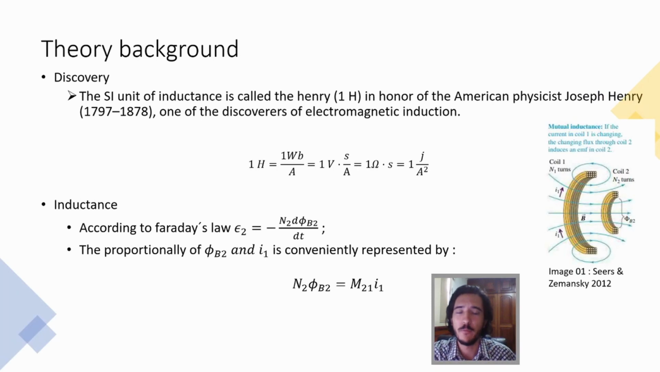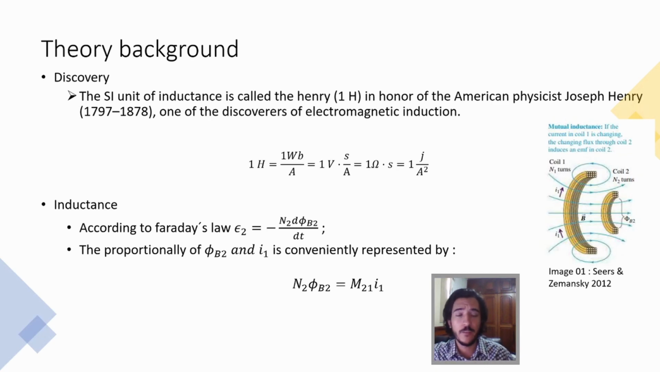Okay, so before getting into the theory itself, let's talk a little bit about the discovery of mutual inductance, which was found by some physicists, one of them the American physicist Joseph Henry, after whom the inductance unit was named, the Henry. So 1 Henry is the SI unit for the inductance itself. It's also 1 Weber per ampere, and it goes on as you can read right there.